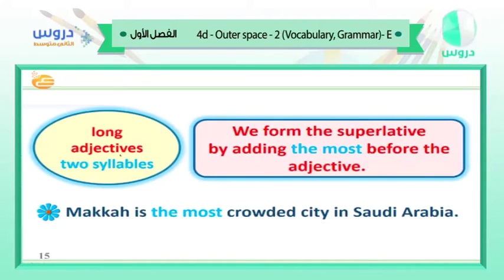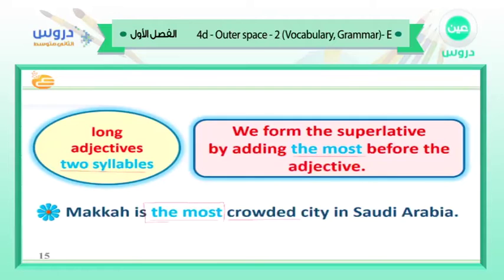Long adjectives. Now we are talking about long adjectives, two syllables or more. We form the superlative by adding the most before the adjective. Mecca is the most crowded city in Saudi Arabia. So, the most.